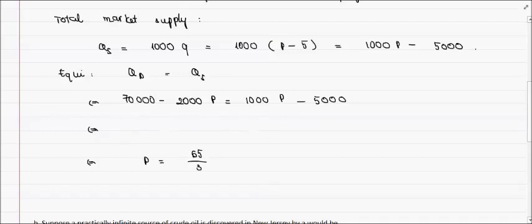Sorry, over here when I move 5,000 to the left hand side, it becomes 75,000 instead, and that is 3,000 P on the right hand side. So 75,000 divided by 3,000, and that is going to give me 25. So the price in the market is 25.